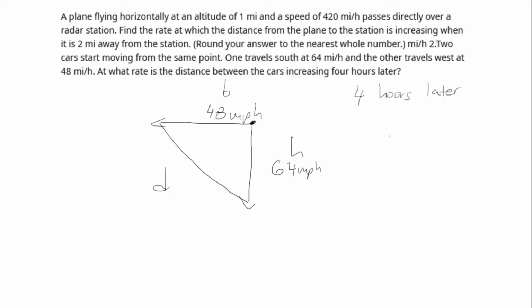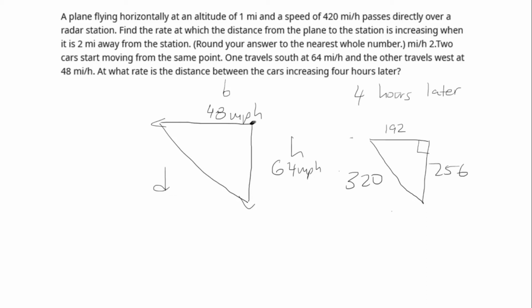Okay, so if I'm going 48 miles per hour, in 4 hours, I'll go 48 times 4 miles, which is 192. So this is 192. Now the other car goes south 64 miles per hour, so that's 64 times 4, which is 256. And we make a nice right triangle. So here we can just apply the Pythagorean theorem, and we do get a nice number of 320.